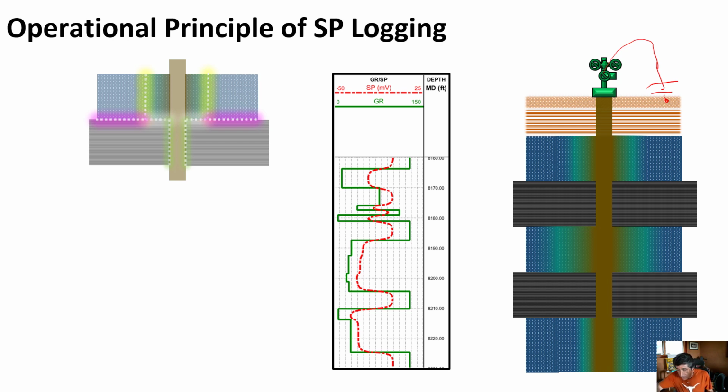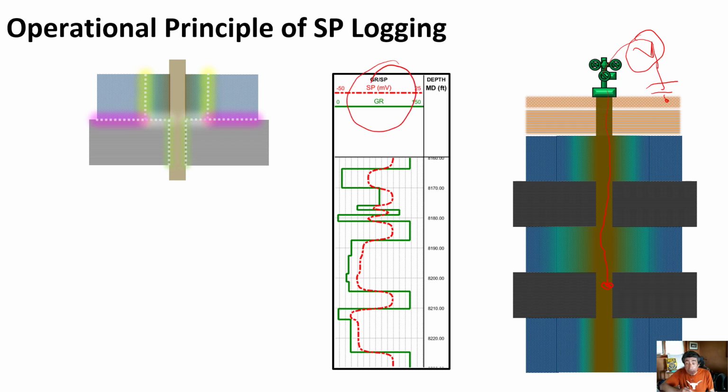We want the measurements to reflect only variations that happen in the borehole. What we do is measure the voltage difference between the electrode in the borehole and the electrode that is grounded at the surface. And here is the spontaneous potential log.